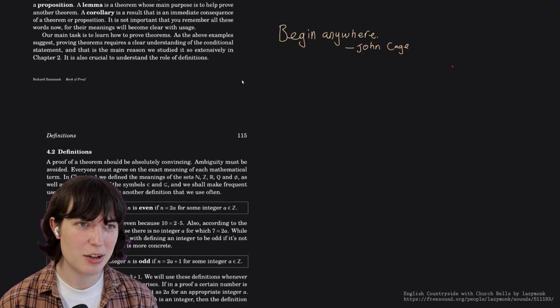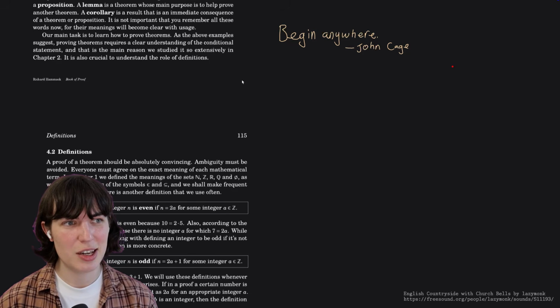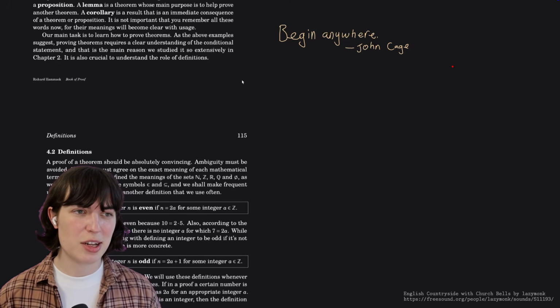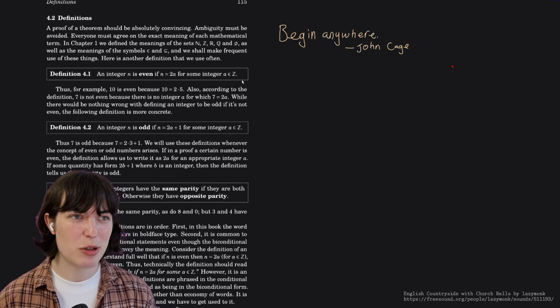Our main task is to learn how to prove theorems. As the above examples suggest, proving theorems requires a clear understanding of the conditional statement, and that is the main reason we studied it so extensively in Chapter 2. It is also crucial to understand the role of definitions. Okay, definitions. A proof of a theorem should be absolutely convincing. Ambiguity must be avoided. Everyone must agree on the exact meanings of each mathematical term.